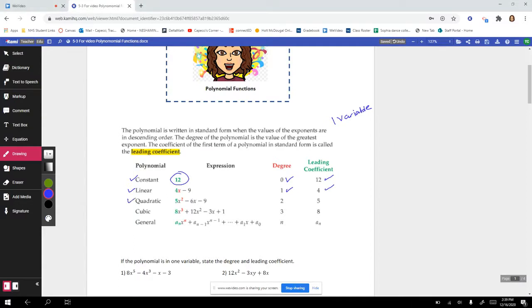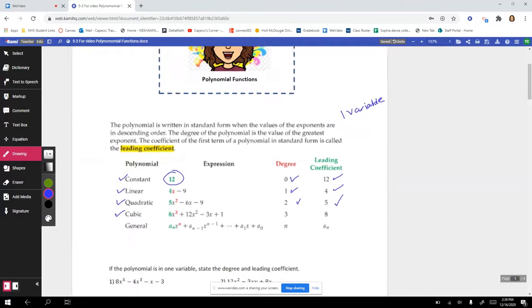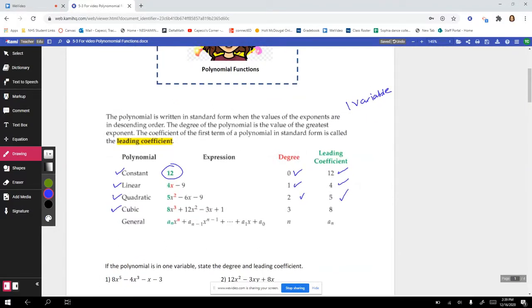We just spent a lot of time on quadratics. That's x to the second power, which would be our degree. And our leading coefficient is 5. And our last example there that we're going to talk about is x to the third power, which is cubic. And our leading coefficient is 8.